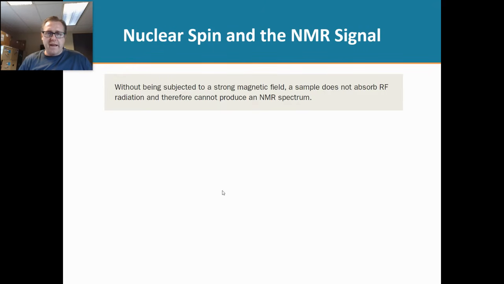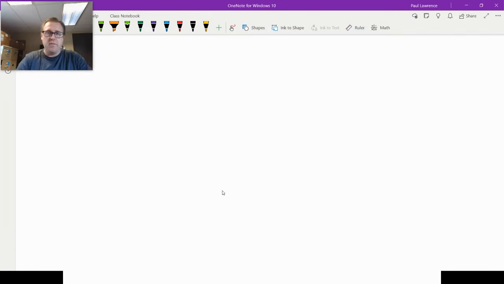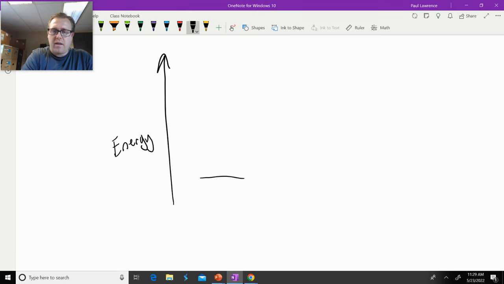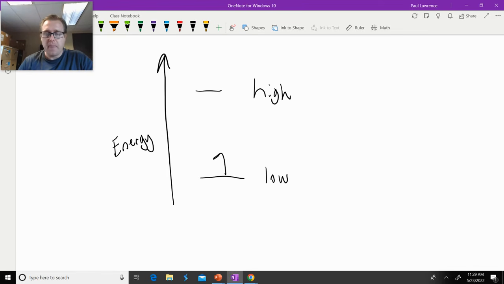What I want to do is take you down memory lane with respect to electron emission. So coming here, do you recall in general chemistry that on the y-axis we have energy, and we could have an electron in a low energy state, and then we could have a higher energy state. And that little arrow there is representing an electron.